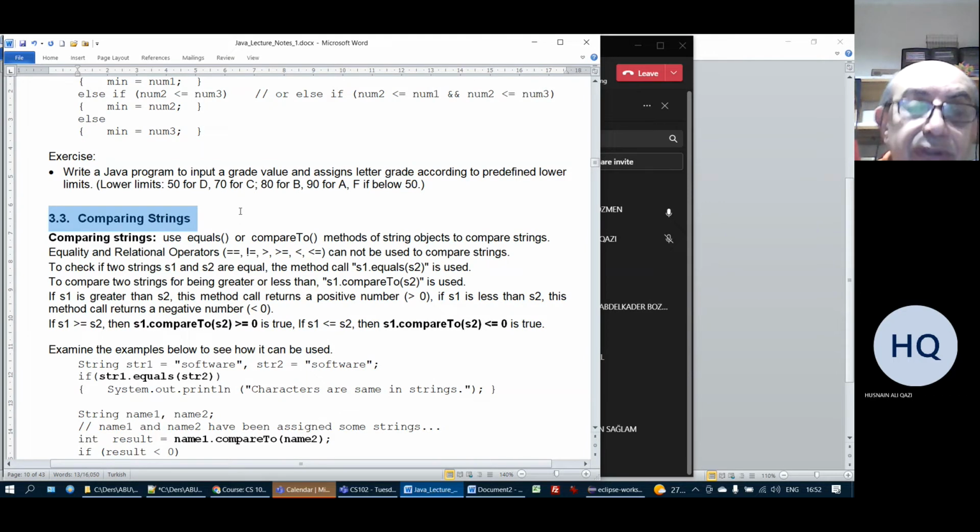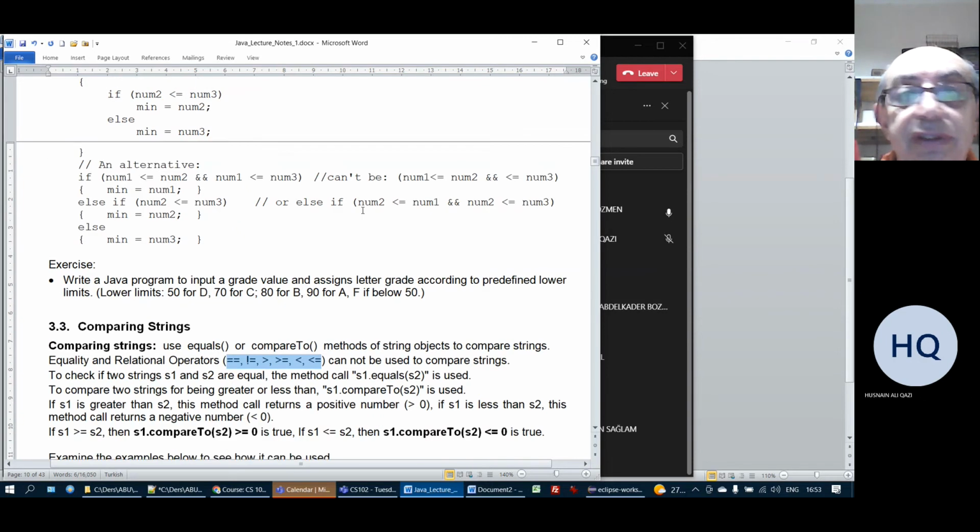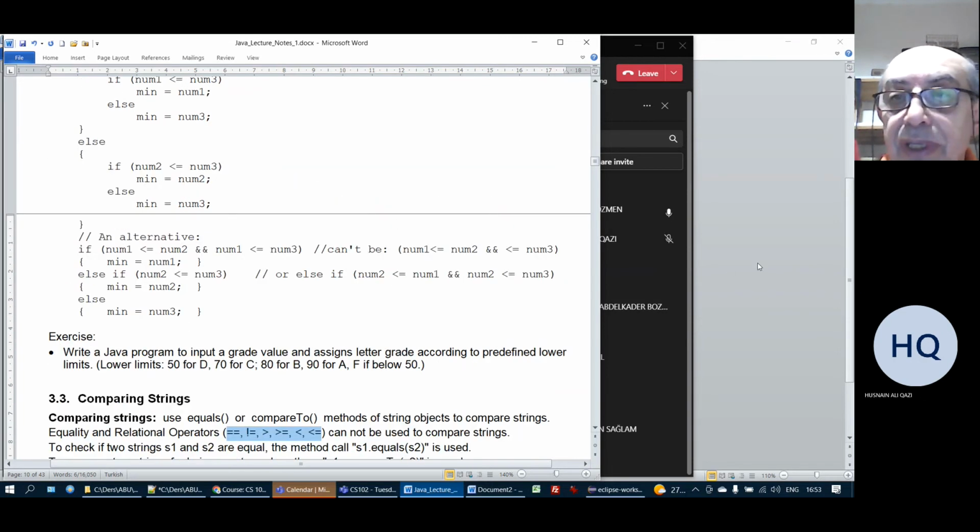On Thursday, I will continue with comparing strings, because you cannot use equality or relational operators to compare strings. Strings are compared in a different manner because strings are not basic data types. Strings are objects, and we cannot compare objects using equality or relational operators. The same is valid for strings. We will see how to compare strings in the next lecture.